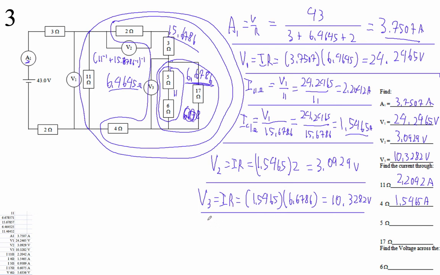Let's find the current through the 5 ohm. I5 ohm is equal to, what is that? That is going to be V divided by R. And specifically, it's going to be V3 divided by, and in this path right here, there's 11 ohms, right? So it's going to be 10.3282 divided by 11. The number I just got divided by 11. And that is 0.9389.